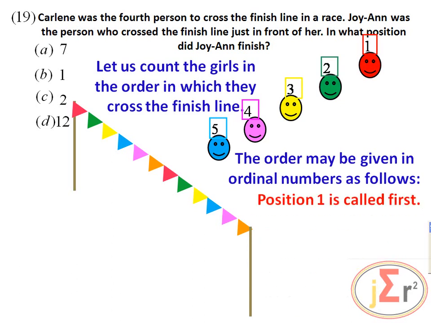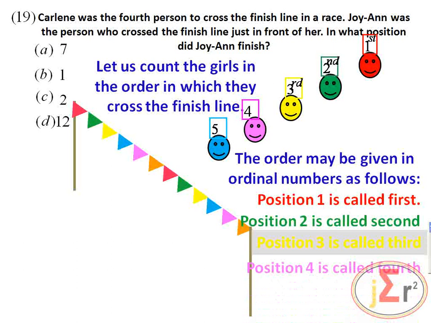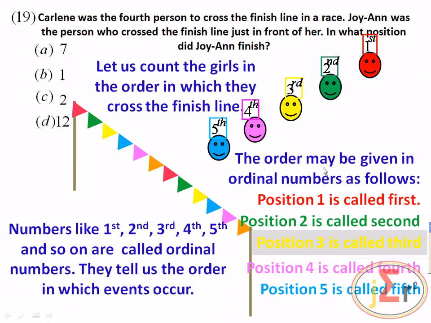Position 1 is called first, and it is written like that. Position 2 is called second. Position 3 is called third. Position 4 is called fourth. Position 5 is called fifth. So there we have the girls and the position in which each one crossed the finish line. The one in position 1 is first, in position 2 is second, in position 3 is third, position 4 is fourth, position 5 is fifth, and so on. Numbers like first, second, third, fourth, fifth are called ordinal numbers.